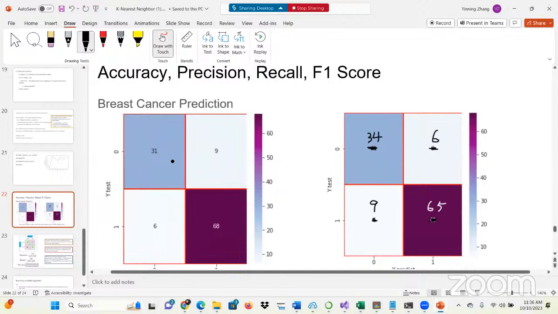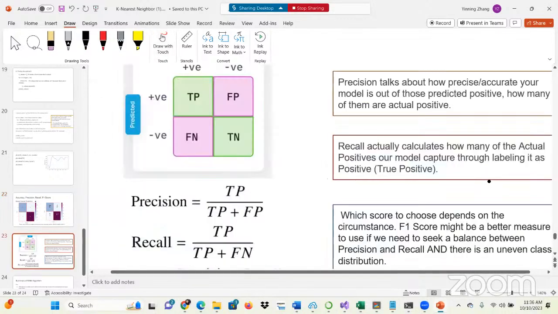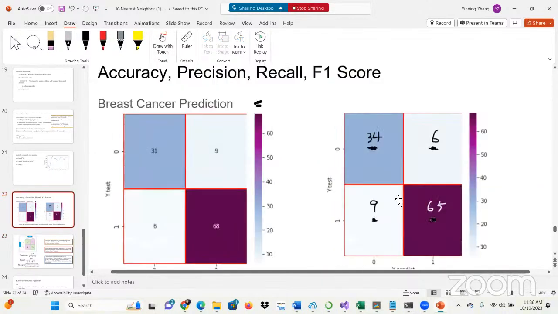Like 31, would you divide that by the actual? What's the equation for this first one? Accuracy is what you predicted right, divided by what you predicted wrong plus right, actually all the cases. The percentage of the cases that you predicted correct. So it should be whatever you want the variables to be. Yeah.